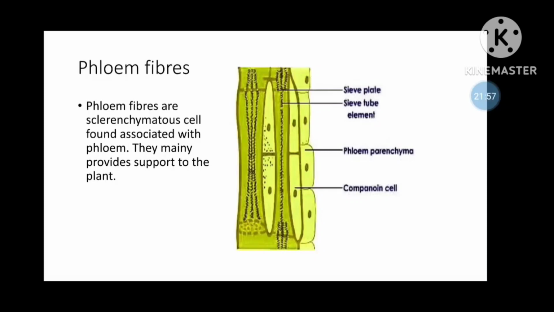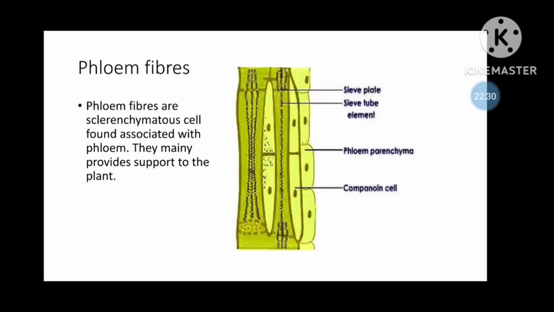Next is your phloem fiber. Phloem fibers are sclerenchymatous cells which are found associated with phloem. They mainly provide support to the plant. These phloem fibers are dead cells which provide the mechanical support to the plant. Right?